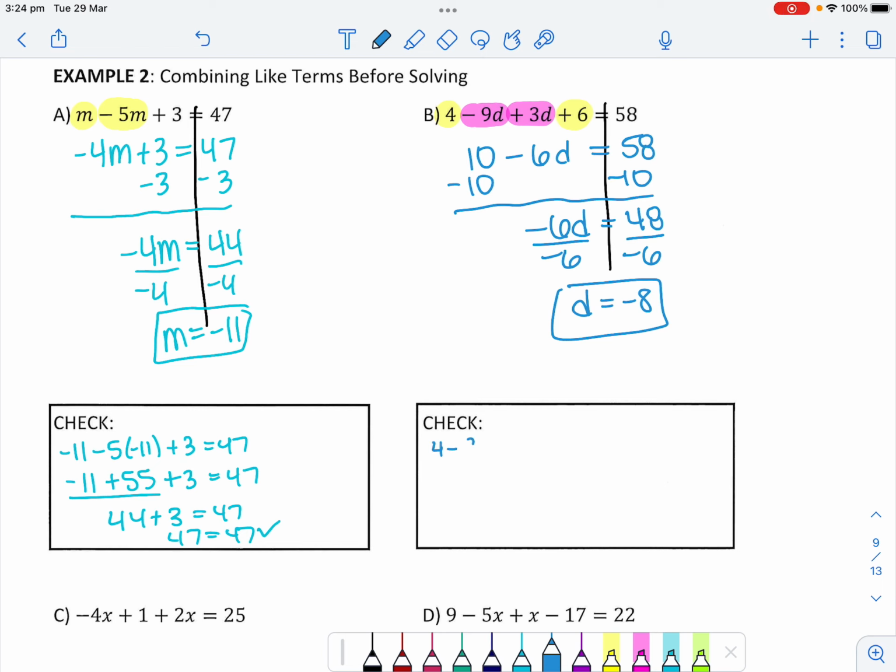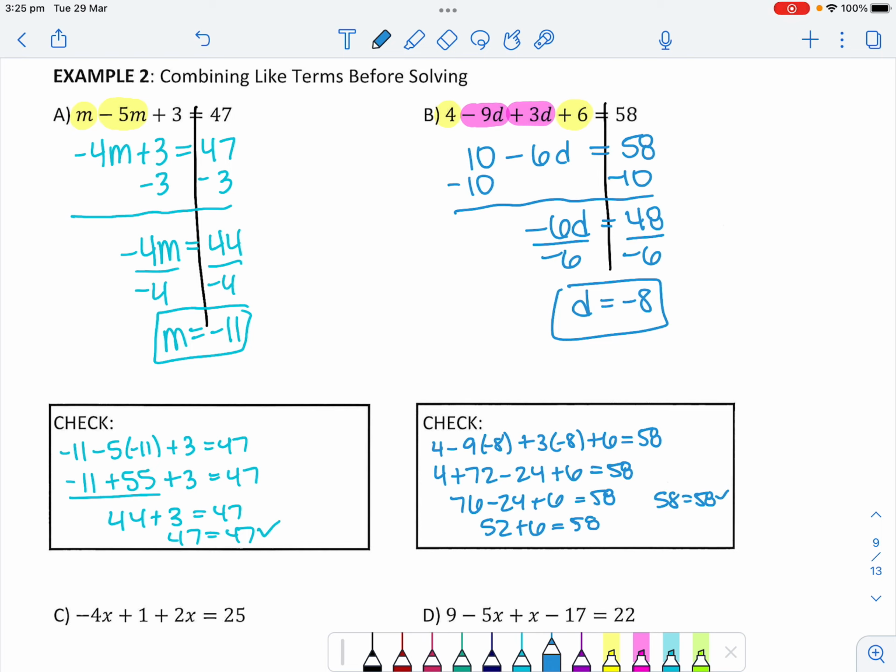So if I do 4 minus 9 times negative 8 plus 3 times negative 8 plus 6 equals 58. So it's going to be 4 plus 72 minus 24 plus 6. So 76 minus 24 plus 6 is going to be 52 plus 6, which is 58. So 58 equals 58. And again, because I've combined like terms correctly, my solution should work in either equation.